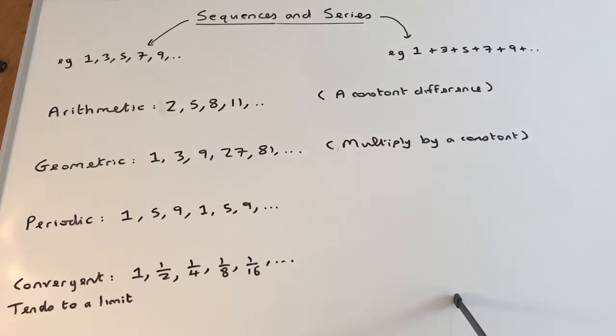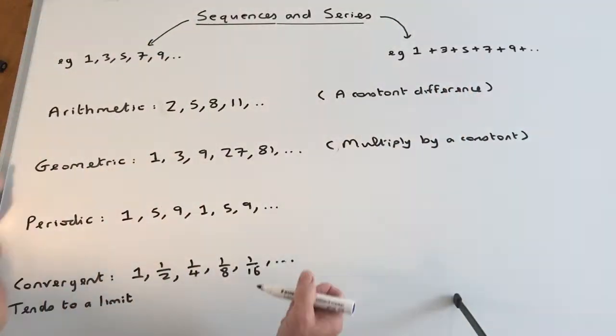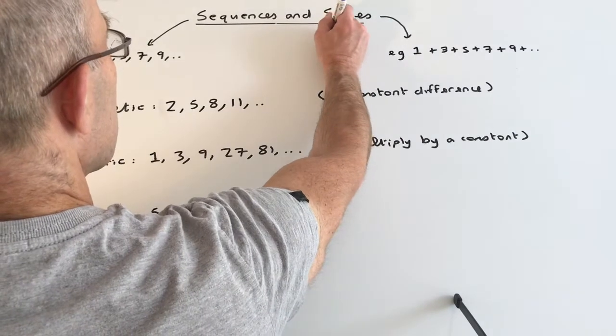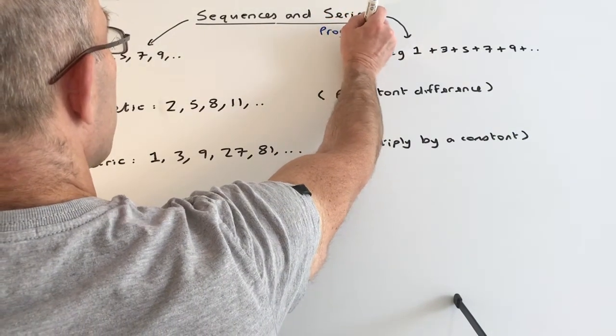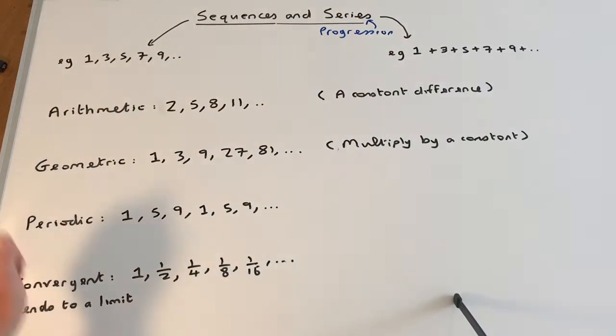A series is what you get when you add up a sequence. So in some GCSE textbooks, they get this wrong, but that's what it is. So a series, for example, might be 1 + 3 + 5 + 7 + 9 and so on. Another name for this that we will use a lot later on, because both are used, is a progression. So a series is exactly the same thing as a progression.